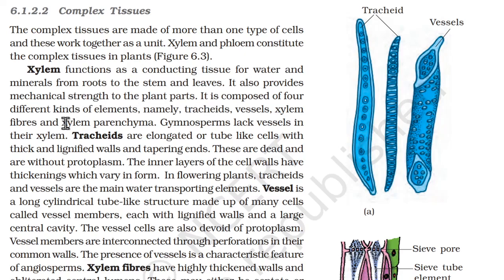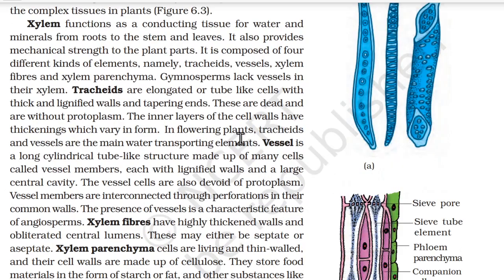It is composed of four different kinds of elements, namely tracheids, vessels, xylem fiber, and xylem parenchyma. Gymnosperms lack vessels in their xylem. Tracheids are elongated or tube-like cells with thick and lignified walls and tapering ends. These are dead and are without protoplasm. The inner layer of the cell walls has thickenings which vary in form.